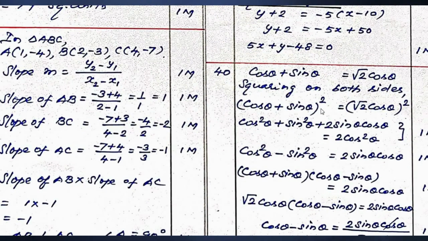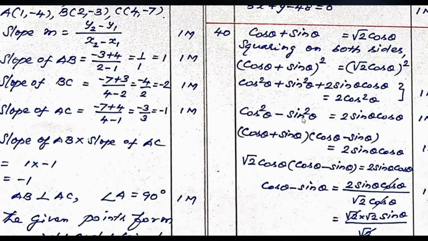So here, (cos theta plus sin theta) the whole square is equal to (square root of 2 cos theta) the whole square. Use the (a plus b) whole square formula, a square plus b square plus 2ab, and apply the formula. Then square root 2 squared gives 2, and cos squared gives cos square theta. Then simplify, we get cos square theta minus sin square theta is equal to sin theta cos theta. Here use the algebraic identity a square minus b square, (a plus b) into (a minus b) formula.